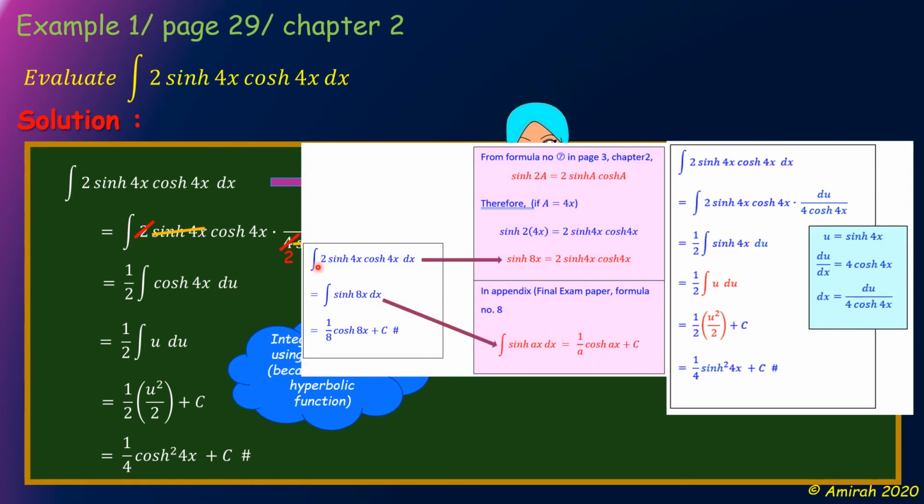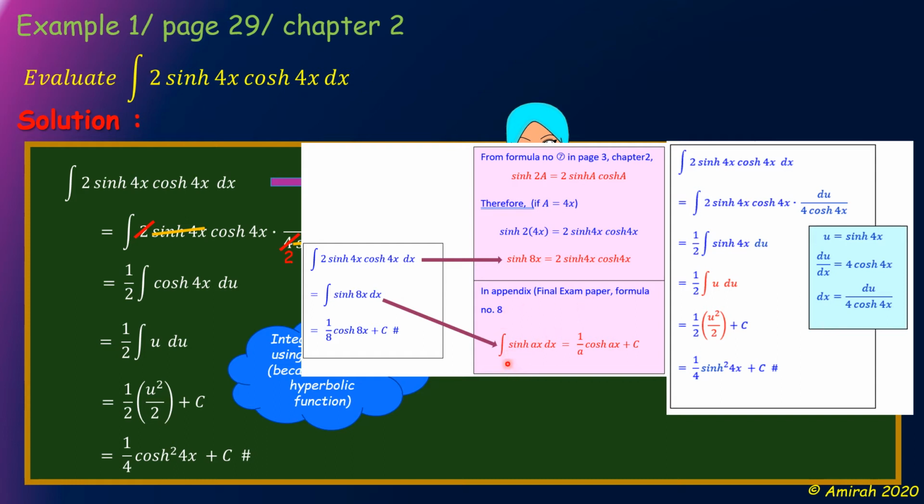And another method, we can use the double angle identity. The given question is the integration of 2 sin 4x cos 4x dx. From page 3 in chapter 2, we can refer to the formula sin 2a equals 2 sin a cos a. If we replace a with 4x here, we can write sin 8x equals 2 sin 4x cos 4x. So now, if we have the integration of 2 sin 4x cos 4x dx, we can replace it by sin 8x.